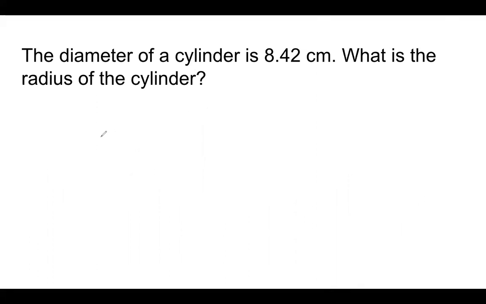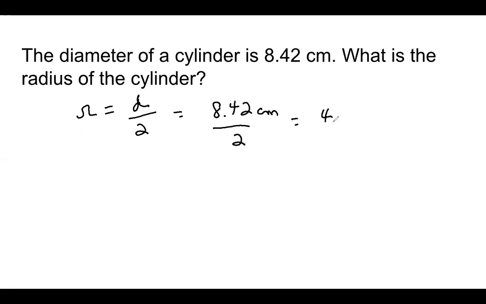All right, the diameter of a cylinder is 8.42 centimeters. What is the radius of the cylinder? So our formula is that our radius r is equal to the diameter divided by 2. So our diameter is 8.42 centimeters divided by 2. So we do that division and we get 4.21 centimeters. Nothing cancels out.